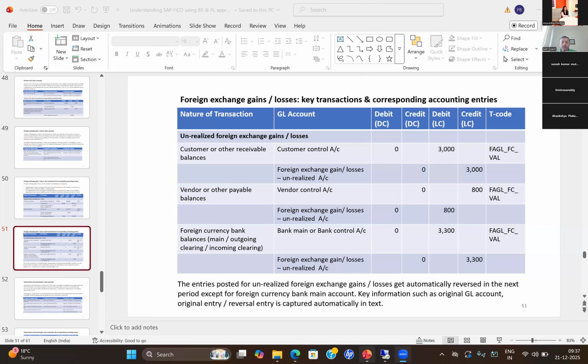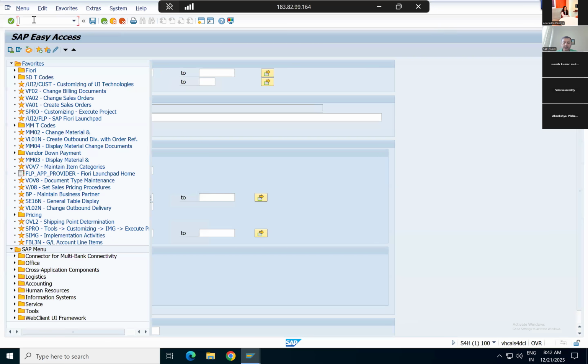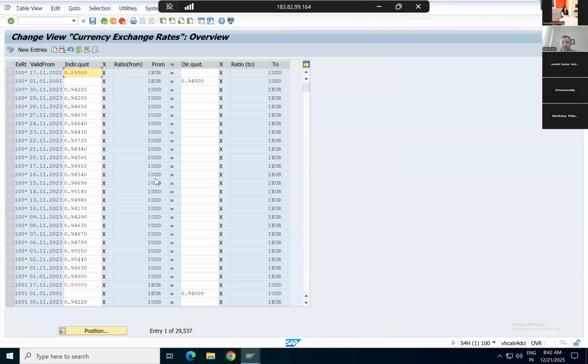Okay, and now again, I'll share my screen. Sorry. So now we'll move on to real SAP, how we do in SAP. I'm going to show you the table where we maintain exchange rate. So the T code is OB08. If I go to OB08, then there is only one T code, OB08.